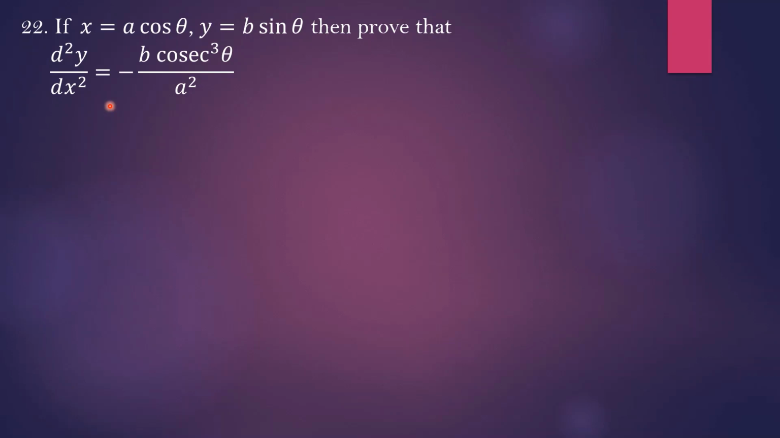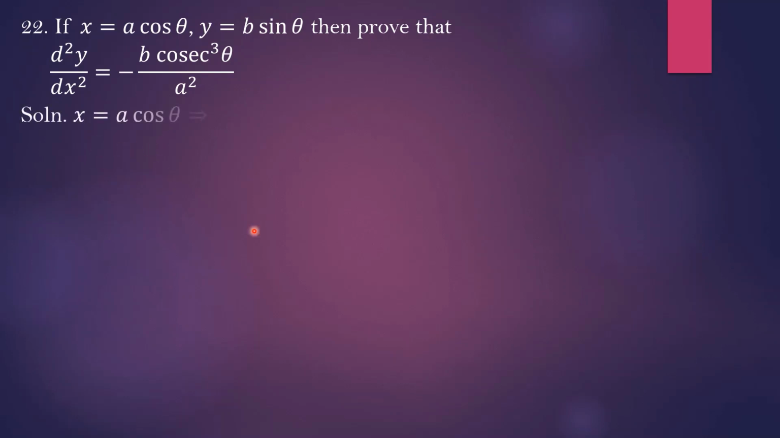For a parametric function, to determine the double derivative, before that you have to find dy dx. We know the method: how to differentiate a parametric function, or how to find dy dx from a parametric function. So first we determine dx d theta, then dy d theta, and then we determine dy dx. You must remember the method; let us see the solution part.